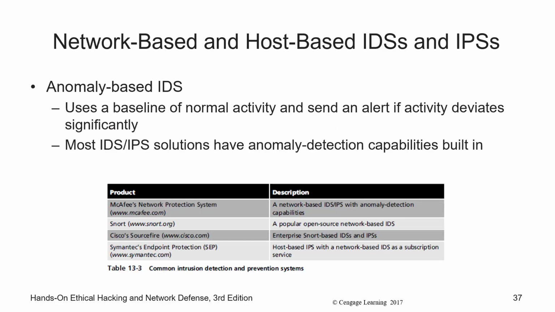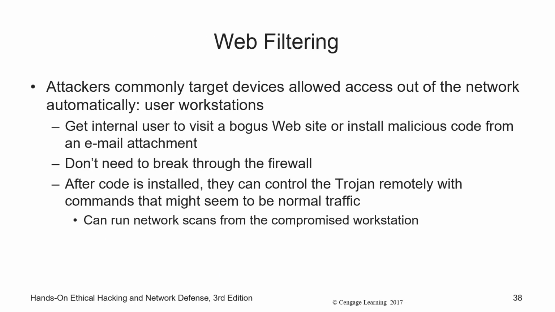Anomaly-based IDSs take a baseline of your normal activity, so you'll typically sit this thing out for a week or two. It'll get an example of how your network operates, and it will create a baseline. And then after that baseline analysis, anything out of the ordinary is stopped or quarantined, or you get an alert. So that's what an anomaly-based system is. It has a period of learning on installation.